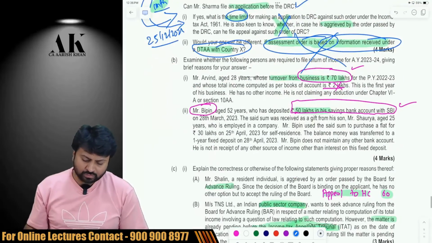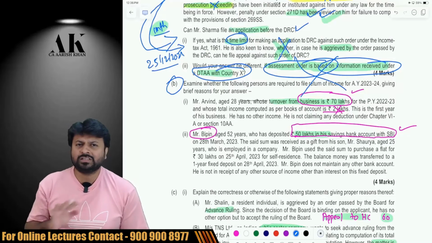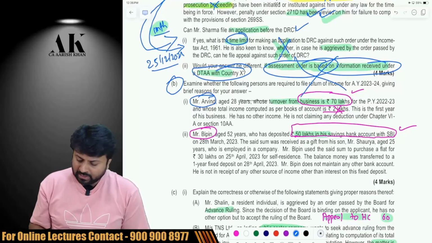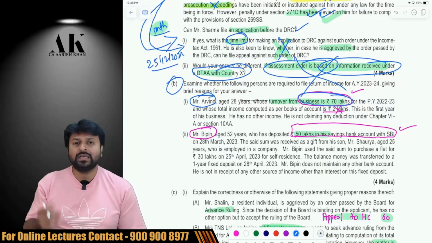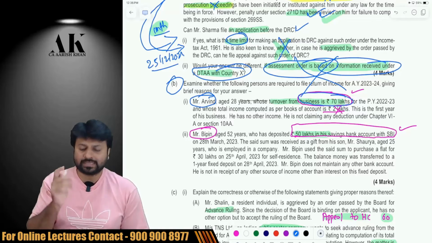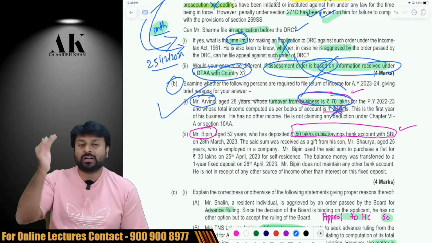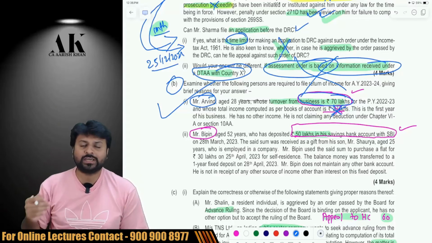Okay. The next question, question number B, talks about, are the following assessees liable to file the return? Now, it's a very simple question. Mr. Arvind is there, whose business turnover is 70 lakhs, which is more than 60 lakhs. Any person's business turnover is more than 60 lakhs, he is liable to file the income tax return. Don't see the total income. Then total income is not relevant. There is a separate notification for that. Go and check in section 139.